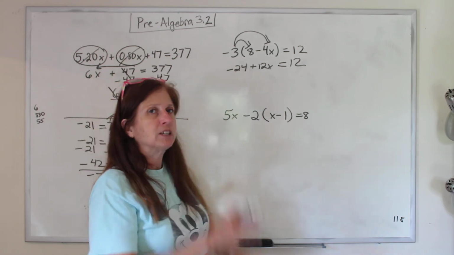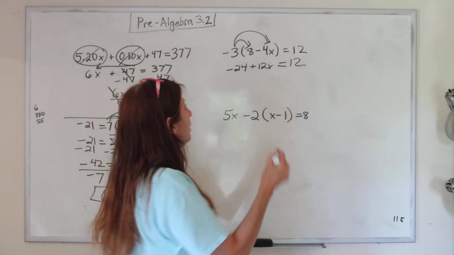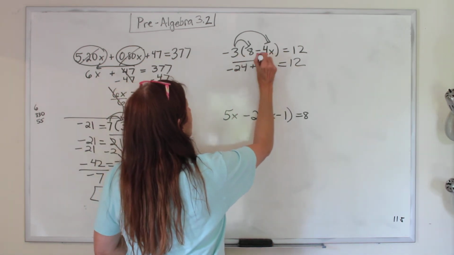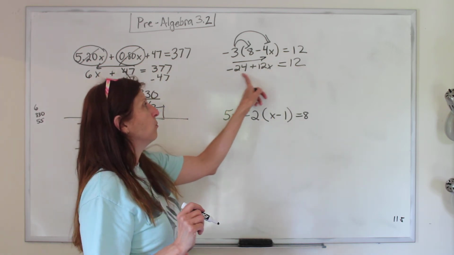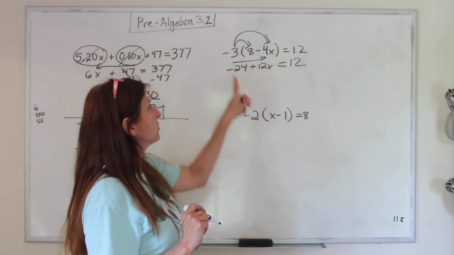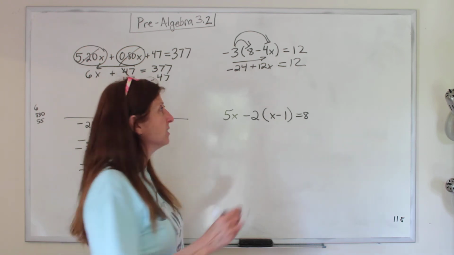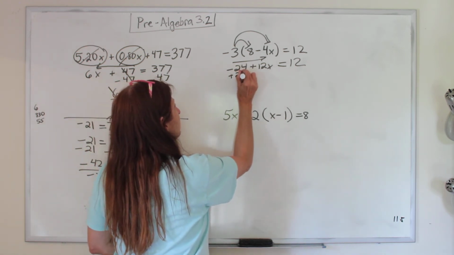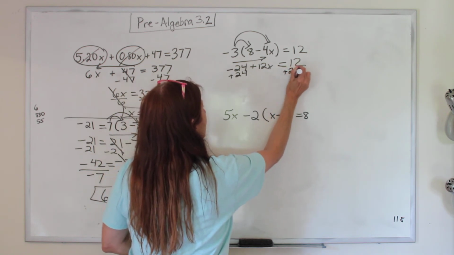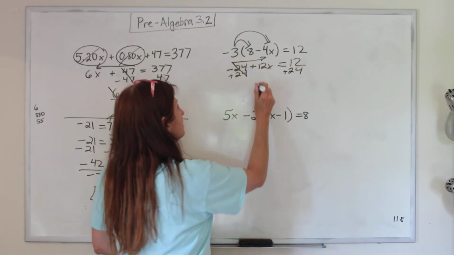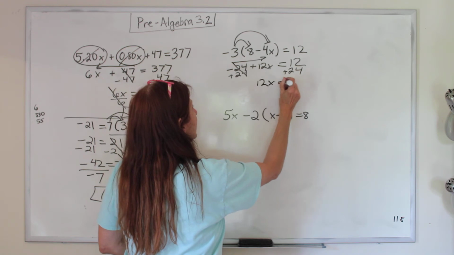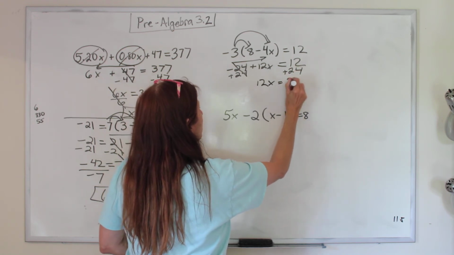Now I can ask my question, why is x not alone? Well, it's got a 12 and a 24. We're going to work from what's further away to what's closer and get rid of the negative 24 first. What's the opposite of minus 24? Plus 24. What I do to one side, I do to the other. Those cancel out. 12x equals 36.